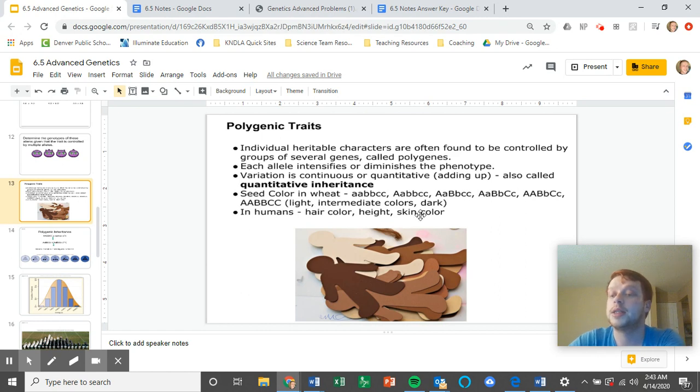The same with human skin tone. So you can tell by my lighting in my house that I'm very pasty, right? So I would technically have all recessive colors. Someone with very dark skin would have all capitals. Someone with lighter skin would be in this range, and so on.